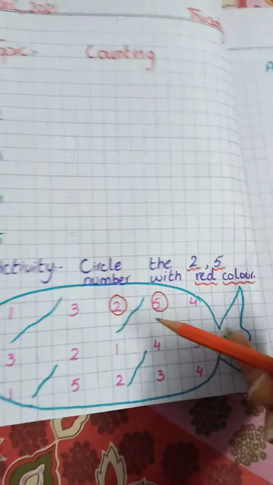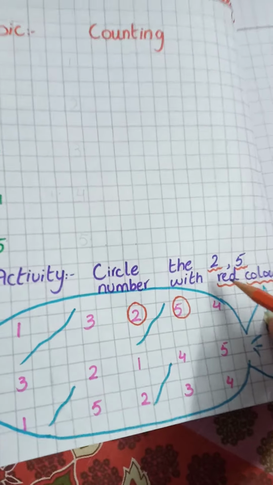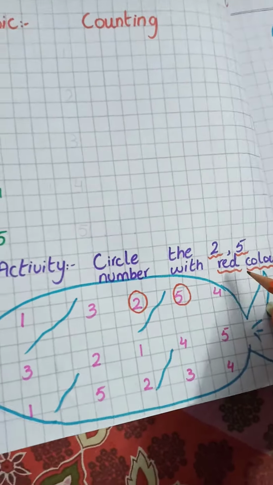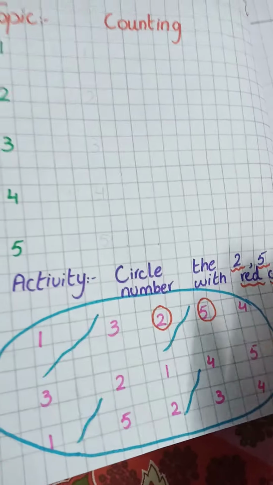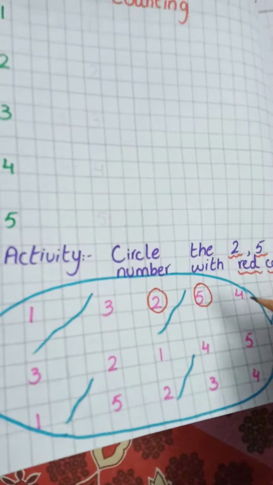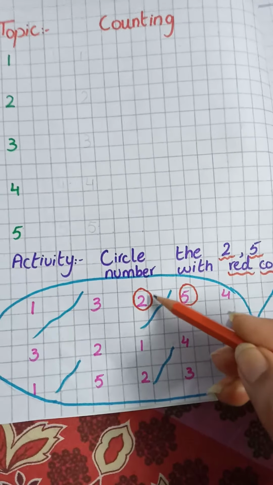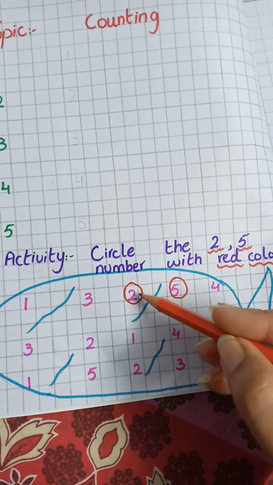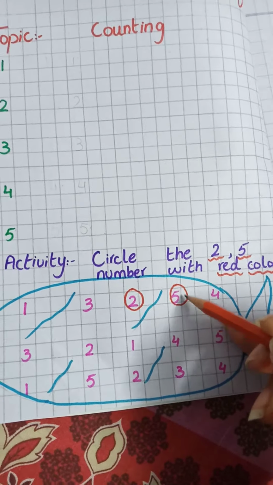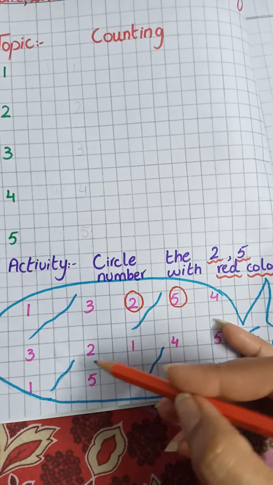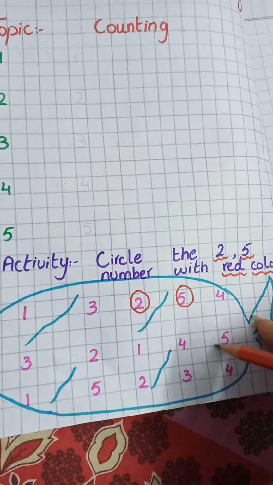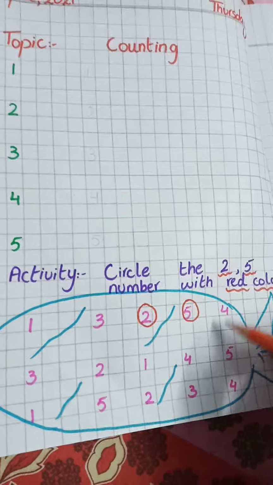This is your activity. Circle the 2, 5 number with red color. What you have to do? You have to circle the number 2 with red color and also number 5. Find the number 2 and number 5, then circle. Very good.